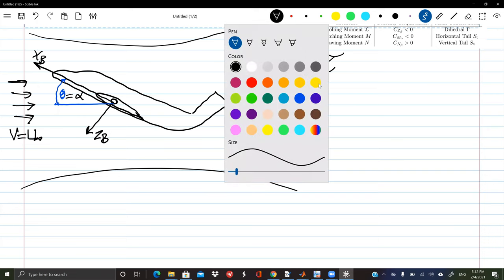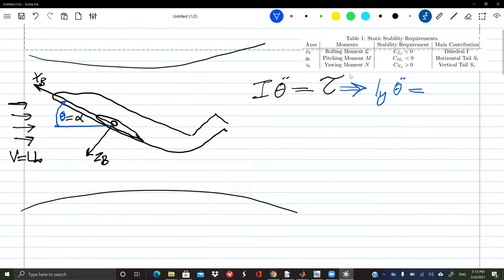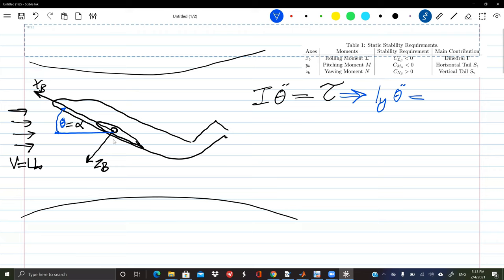So let's use our language. Because the airplane is a rigid body, it has many I's, but at least three axes, X, Y, Z. So there is Ix, Iy, Iz. This rotation is about the y-axis, so I'm going to call this Iy. Again, theta double dot is equal to the torque. What type of torque or moment? Well, the airplane has three moments, L, M, N. This moment is about y, and we indeed call it M. This is my equation of motion: Iy theta double dot equals my pitching moment M that we computed in part one. Any question about this equation so far?